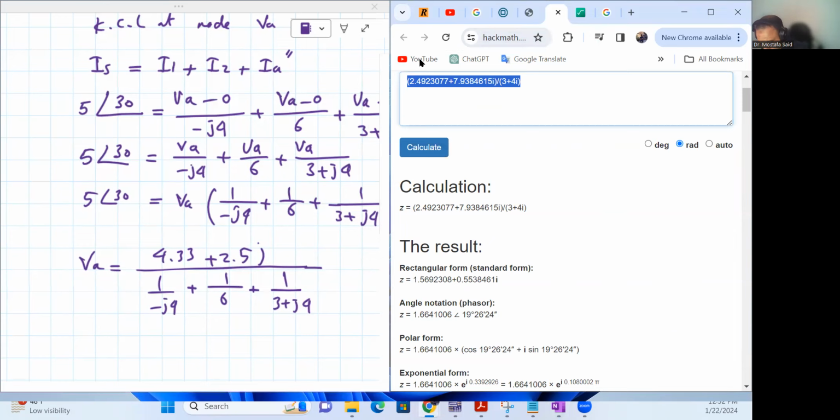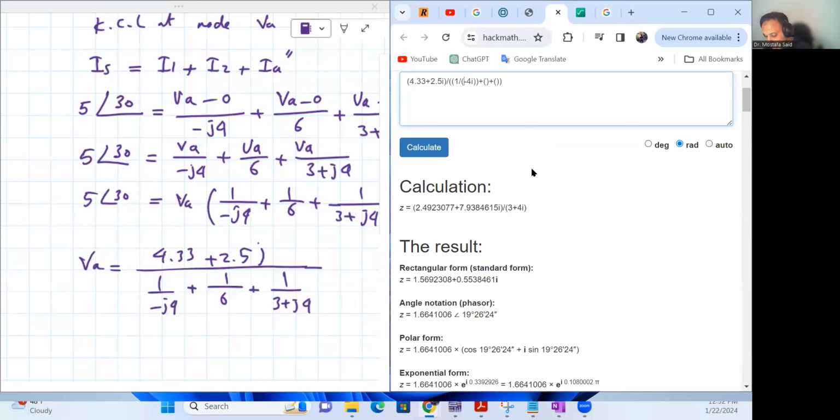So we have a fraction, so we need two parentheses, always use parentheses. 4.33 plus 2.5i, because i and j are just synonyms here, but use i in that website. Then divided by three terms. So add them together: one term, two terms, three terms, and they have a plus between them. Okay, 1 divided by parentheses minus 4i. Again, in this website, you put the constant before you put the i.